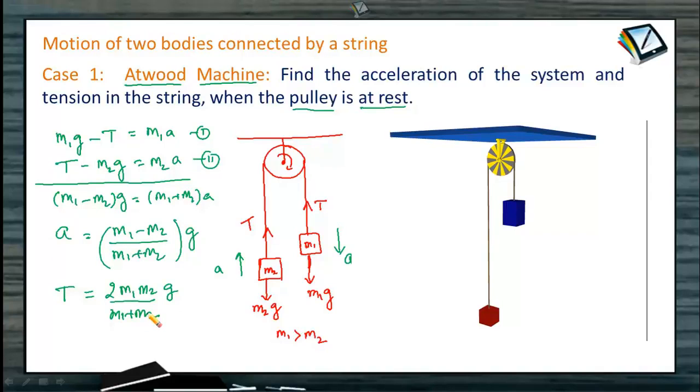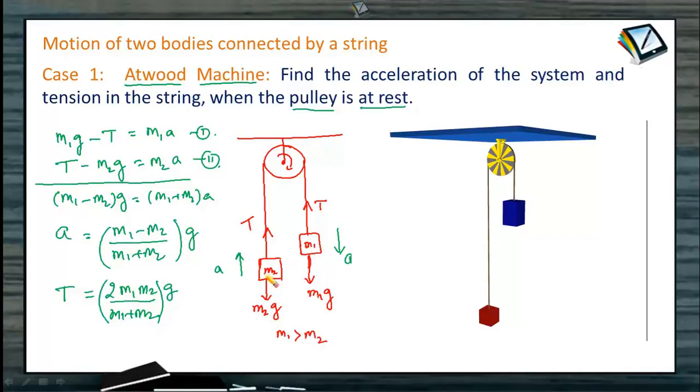So we have seen in the case of Atwood machine, when one mass is heavier than another mass, this mass is going to be pulled down with an acceleration a. This mass is moving up with an acceleration a. We made free body diagram. We drew all the forces acting on the bodies and generated equation 1 and equation 2. With these two equations solving, we have got an acceleration (m1 minus m2) by (m1 plus m2) g, and tension T is equal to 2 m1 m2 by (m1 plus m2) into g.